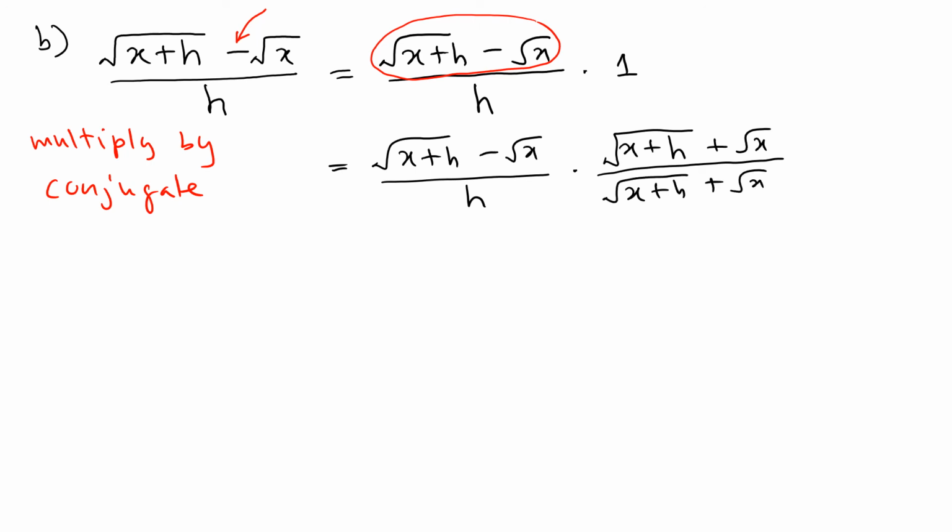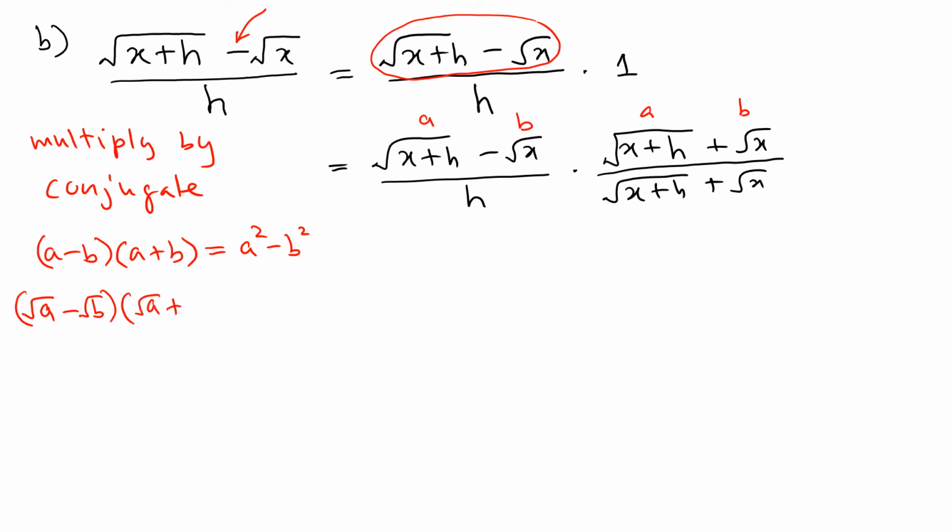Now we're going to simplify the top. You can see there's a special simplification here. It looks like we have a minus b and a plus b. Let's recall: if we have a minus b times a plus b, by the difference of squares formula, this is simply a squared minus b squared. Or if you write with square roots, square root a minus square root b times square root a plus square root b, you can write as a minus b. That's much simpler for this one, so that's exactly what we're going to use.